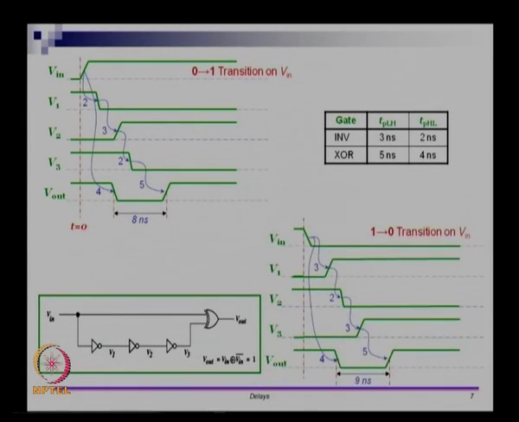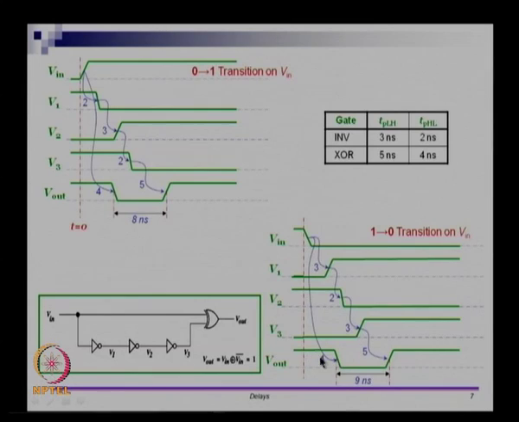So, let us see what happens if there is a 1 to 0 transition in V in. A 1 to 0 transition on V in will make V1 rise after 3 time units, V2 to fall after 3 plus 2 equals 5 time units, and V3 to rise after 5 plus 3 equal to 8 time units. So, at time t equal to 8, the XOR gate is going to see a change from 0 to 1. This XOR gate is going to see V3 changing from 0 to 1. The XOR gate also sees V in changing from 1 to 0 at time t equal to 4, because that is the TPHL delay. So, that is 4 time units.